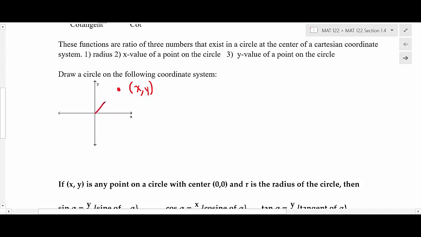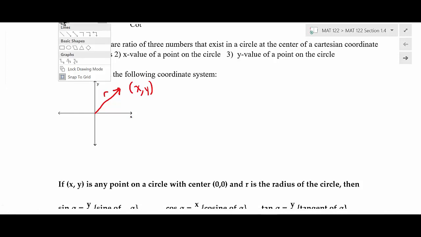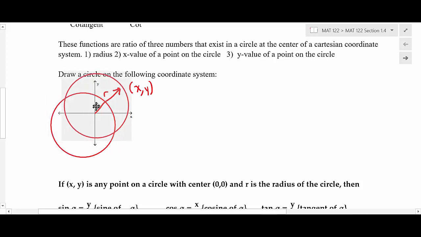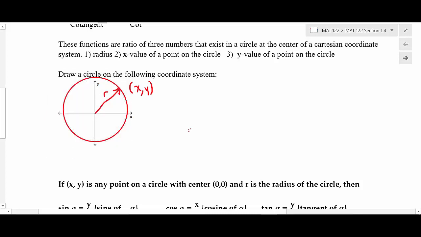Let's just draw a radius, okay, like that. So that's my radius, okay, like that. And then what you want to do is you want to draw a circle. Just kind of sketch a circle. Okay, so we got that.